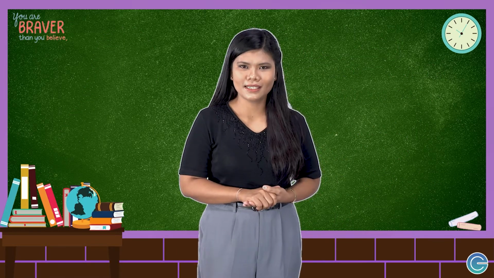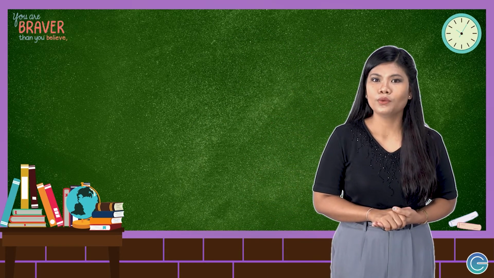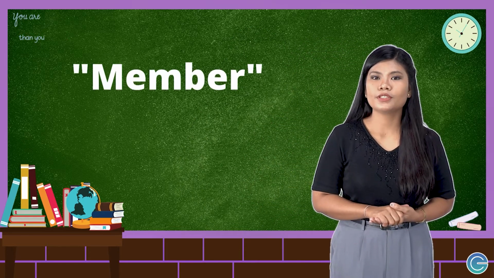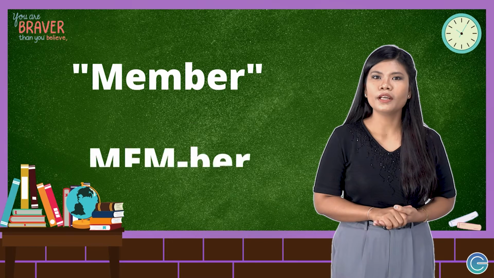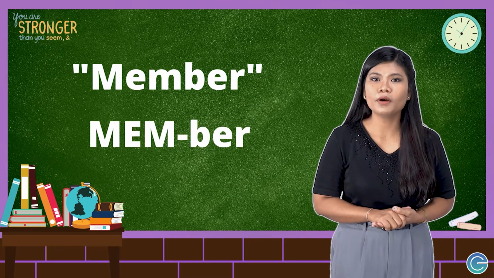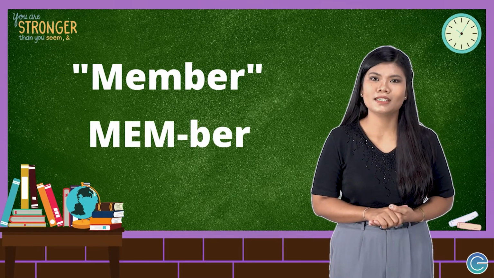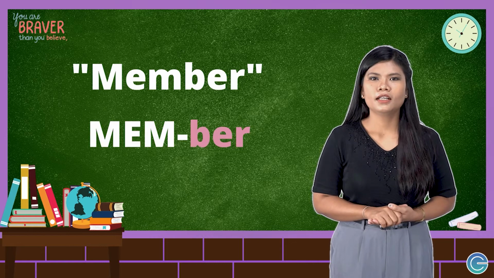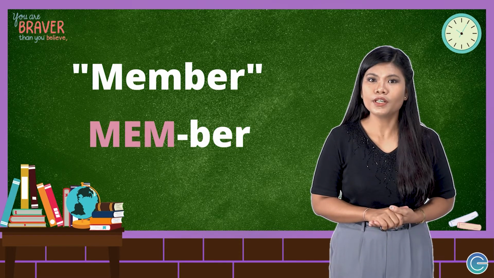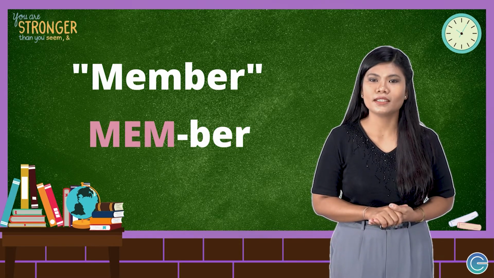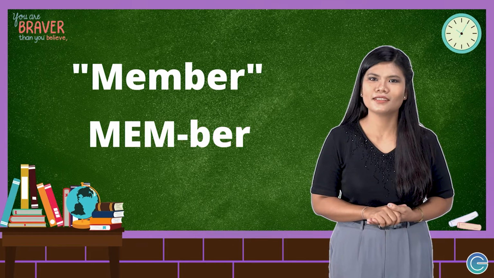Let us look at this example. You can divide the word "member" into two syllables. When you say the word out loud, the first syllable is given more emphasis. Member. This means that the first syllable is stressed, while the second syllable is unstressed.